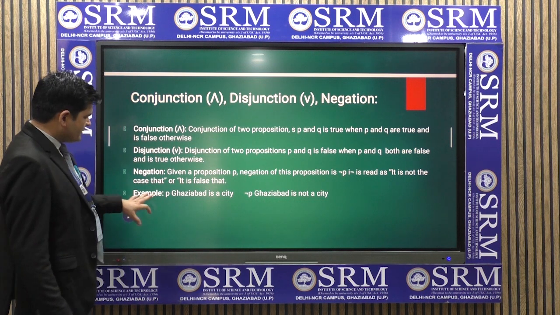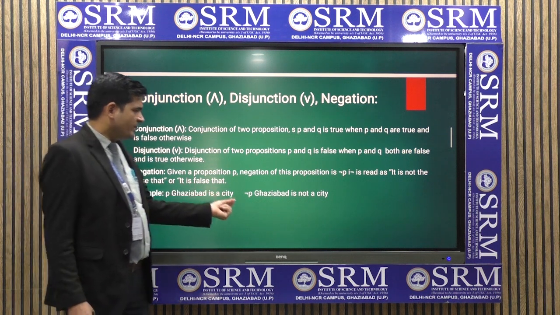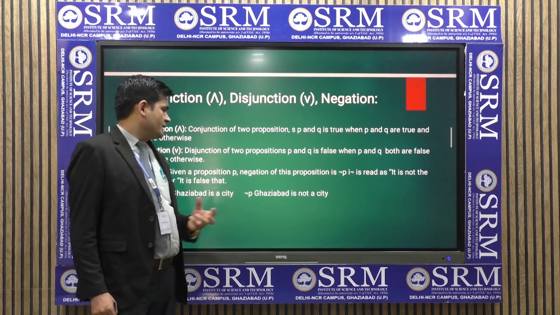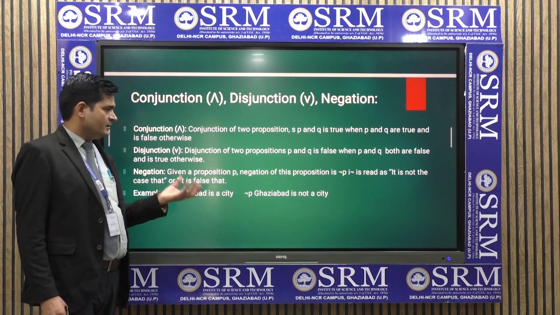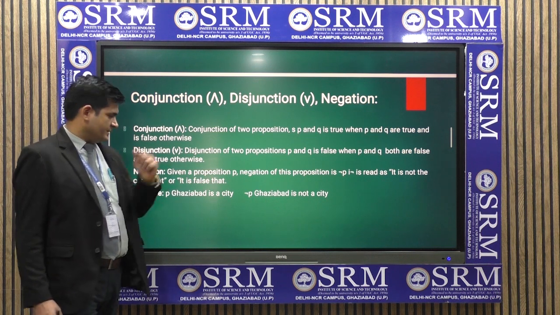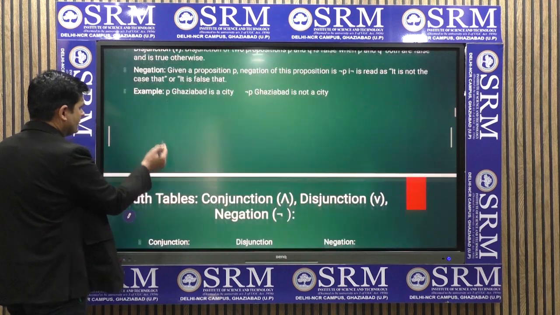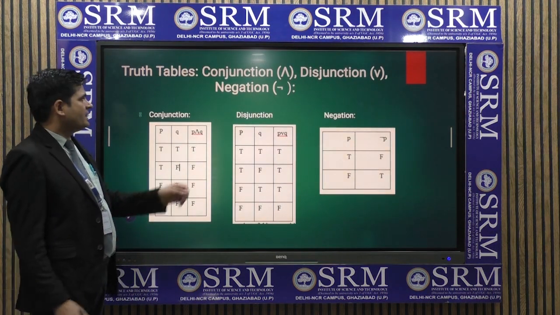For example, P is a proposition: Ghaziabad is a city. So negation P is: Ghaziabad is not a city. So if P is a proposition, then negation P is 'it is not the case that', Ghaziabad is not a city. Okay. So these are the tables of the conjunction, disjunction, and the negation.